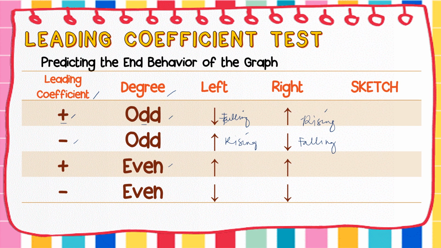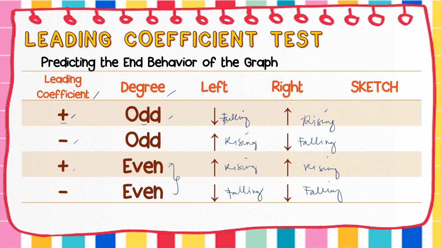Kapag positive even, rising, rising. Kapag negative even, falling, falling. Ma'am, paano ko ba siya mas mabilis matatandaan? Mas madali, tingnan nyo muna. Mas madali kasi kabisaduhin yung even yung degree. Kapag even, ang titingnan nyo lang, kapag positive, lagi yung rising, rising. Kapag negative, parehas yung falling, falling. Kasi pag even, parehas ang direction ng end behavior.